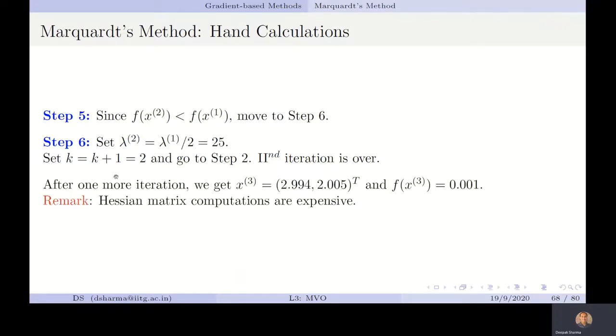Now, if we perform one more iteration, the point x3 you can observe is 2.994, 2.005. So this point is already close to our optimal point, which is 3, 2, and that's why the function value is quite small, which is 0.001. Again, as a remark, this method is expensive because we have to find the Hessian and its inverse. Therefore, the overall Marquardt method is a computationally expensive method.